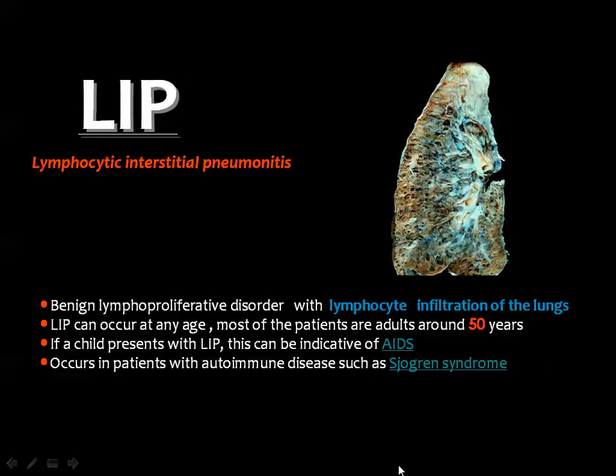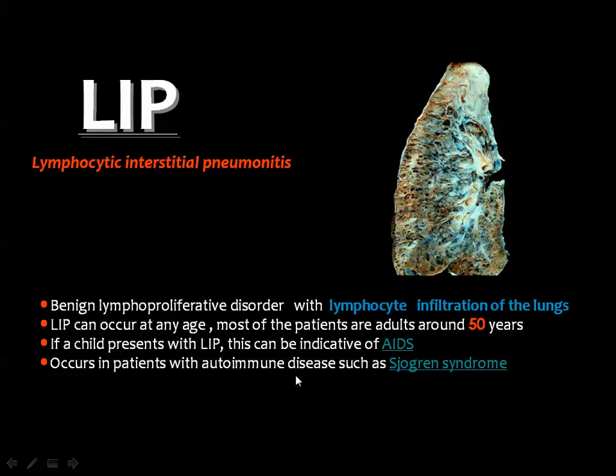Then the last one in this category is lymphocytic interstitial pneumonia, which means benign proliferative disorder with lymphocyte infiltration of the lung. And classically, this disease is seen in adults in the age around 50 years. And if the disease is seen in the children, this is an indication that the child is HIV positive. But this disease is intimately related to autoimmune disease.